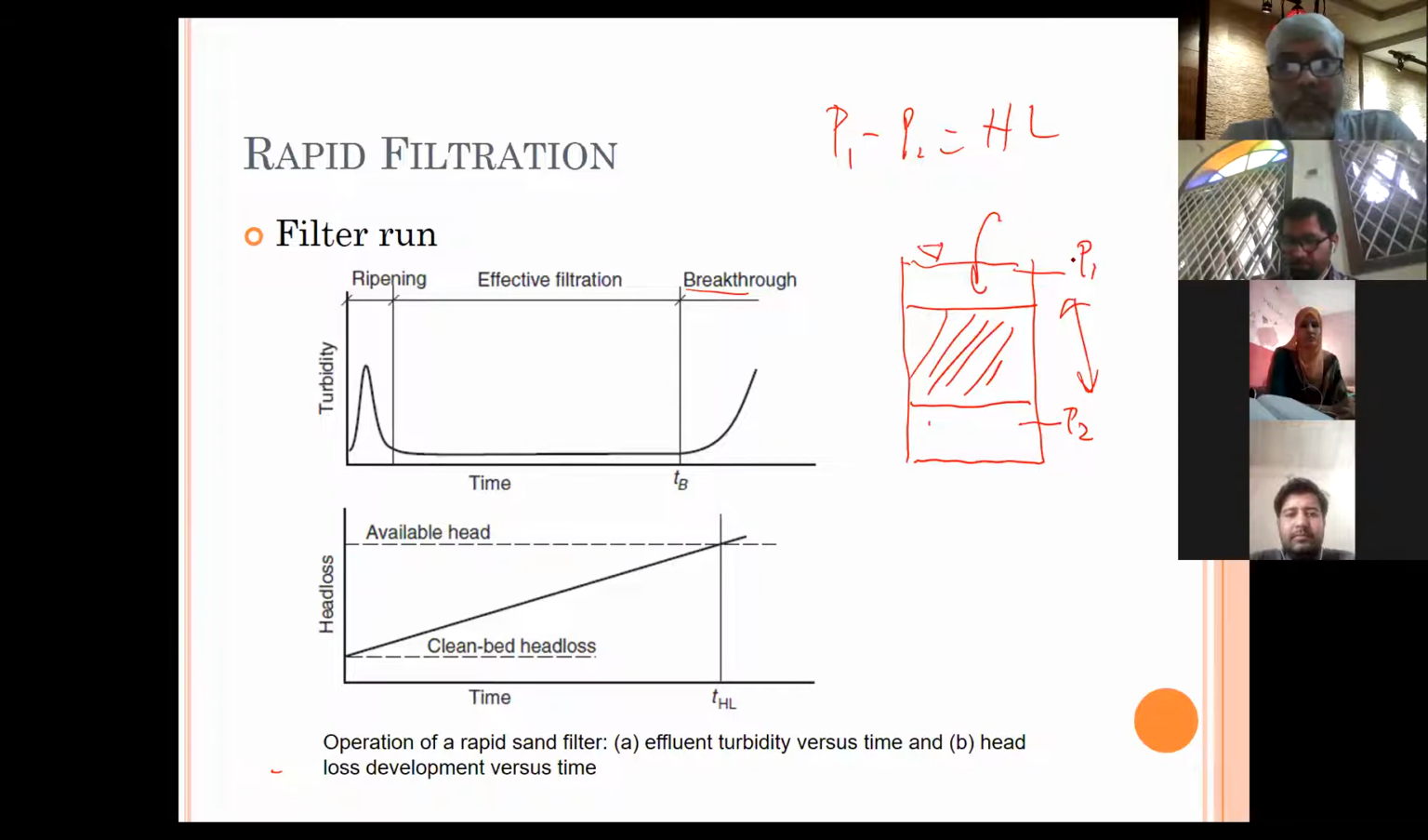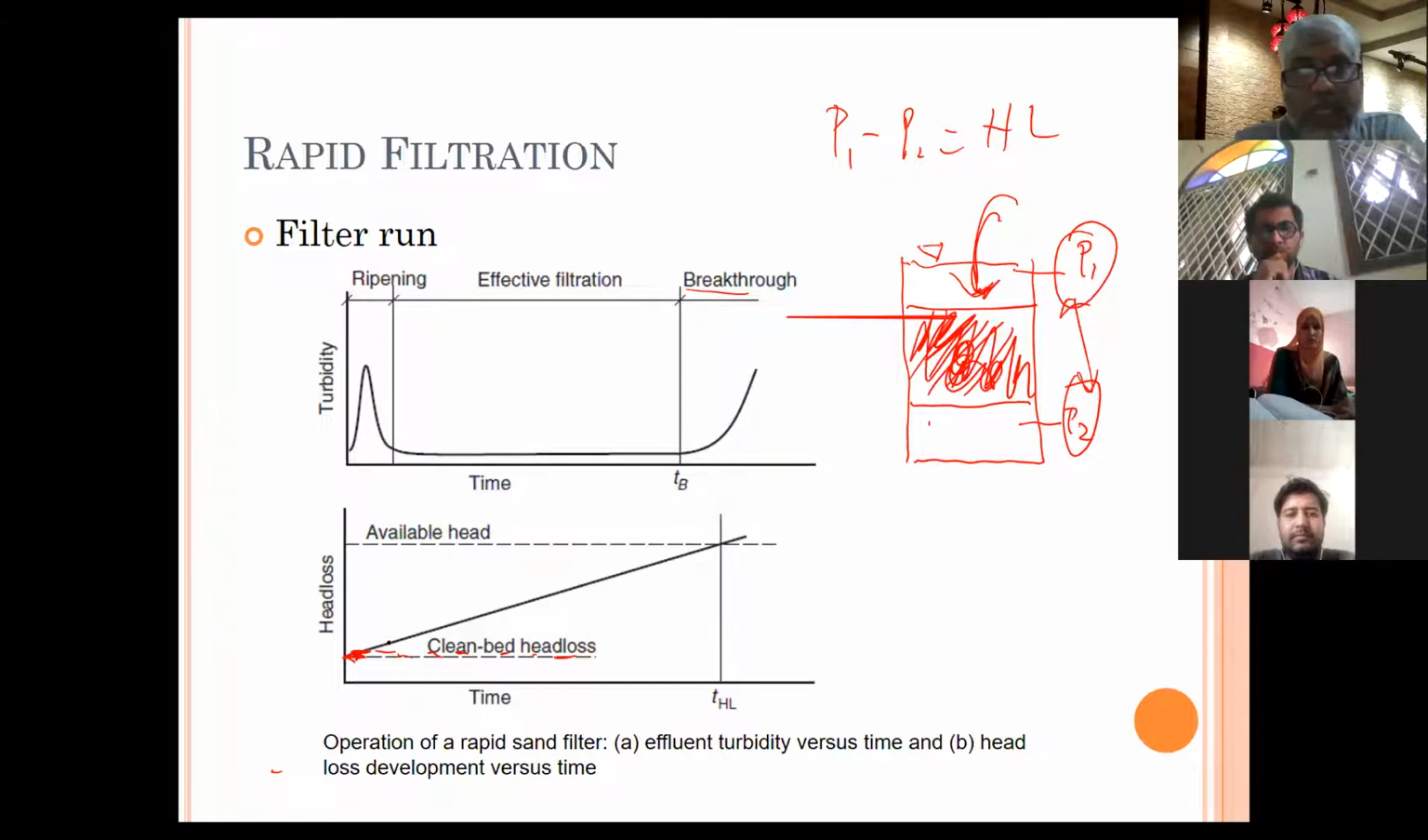When the media is clean and you start filtration, there will not be much difference between these two pressures, so head loss is minimum. We will have a clean bed, and head loss is a very low value. If the water is clean, there will be only this minimum head loss, but not increasing. But if the water is not clean, then particles will accumulate here.